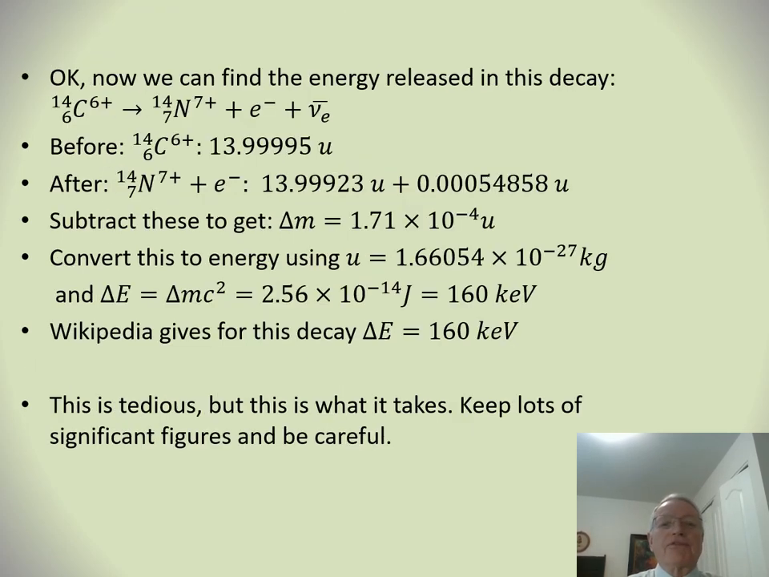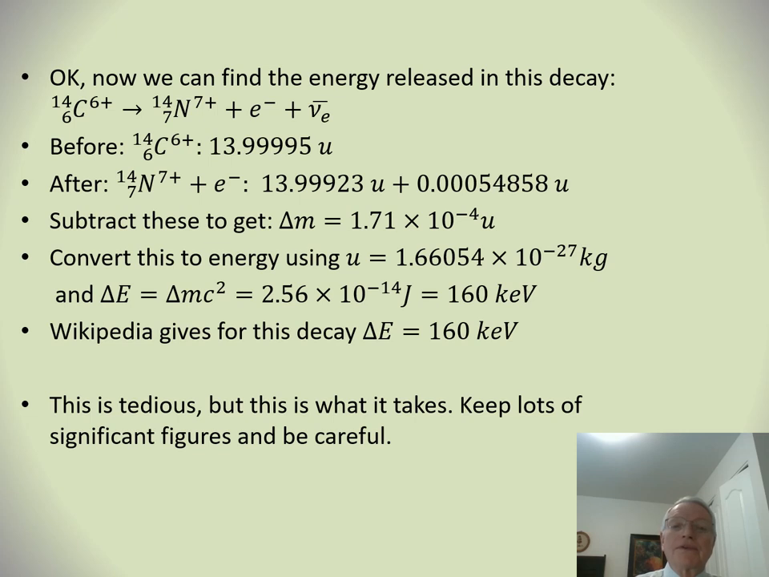And so now we're going to check the before mass, that's the carbon-14, and compare it to the afterward mass, which is the mass of the nitrogen-14 plus an electron. Now, I should be putting the mass of the neutrino in there, but the neutrino was thought for a long time to not have mass, and now we think it does have mass, but its mass is thousands of times smaller than the electron mass, so we're just going to skip it. So if you check those masses and then subtract them, you find that the carbon-14 is a little heavier than the products by a mass of 1.71 times 10 to the minus 4 atomic mass units.